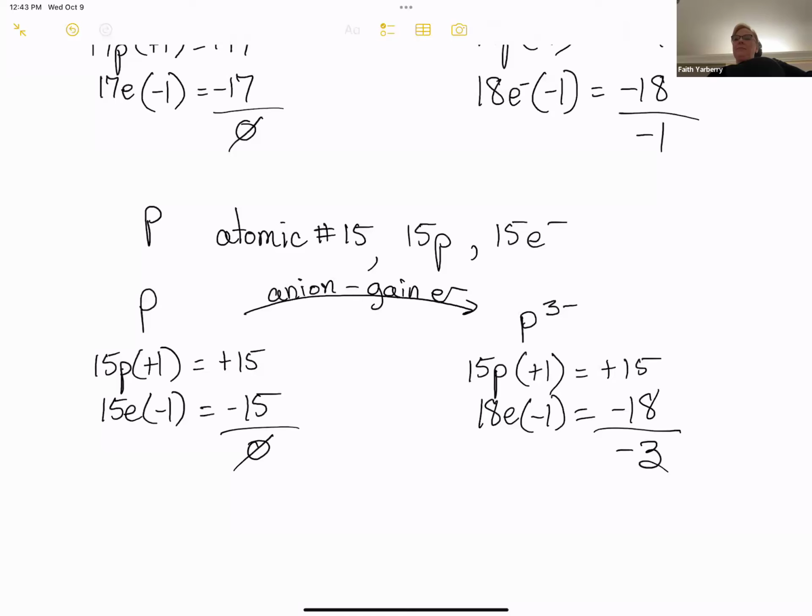I use the terms metals and nonmetals and metalloids because you have to know that distinction in order to know whether it forms a cation or whether it forms an anion. Now, you don't have to know that for the test. You just have to know whether it's a metal, a metalloid, or a non-metal for the test.